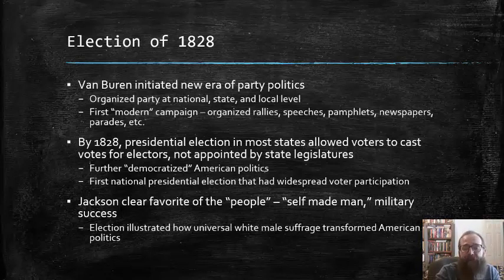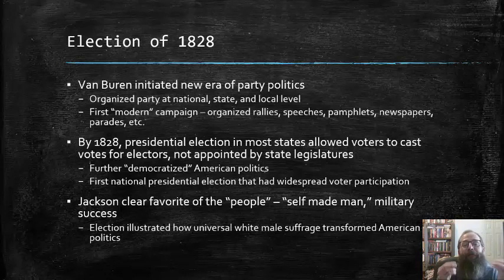And this was facilitated because by 1828, the presidential election in most states allowed voters to cast votes for electors. These electors were no longer appointed by state legislatures. This further democratized American politics. And the election of 1828 was really the first national presidential election that had widespread voter participation in a majority of the states.